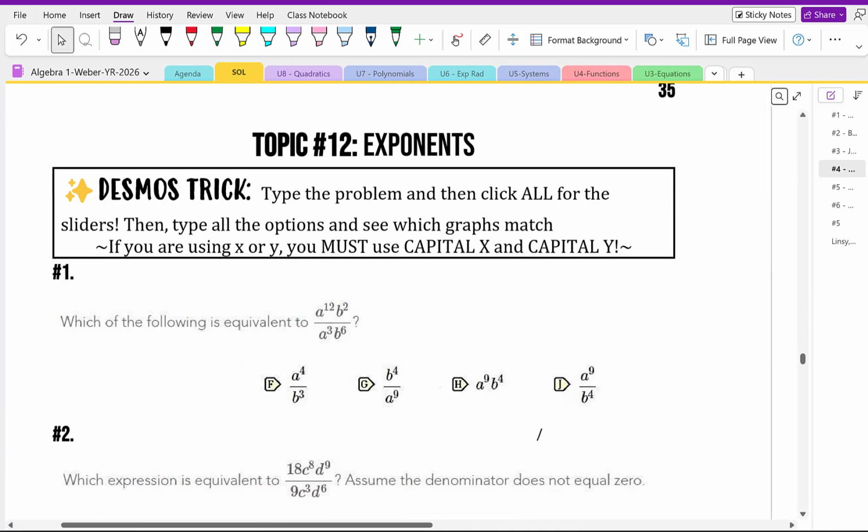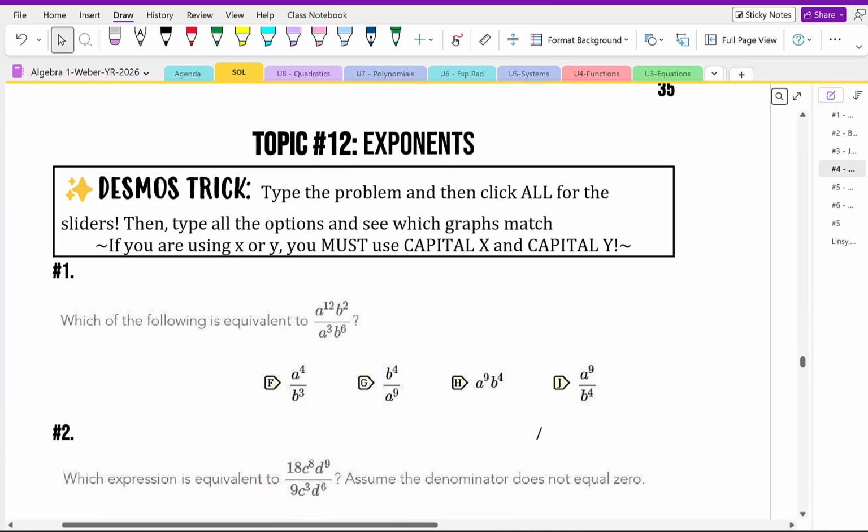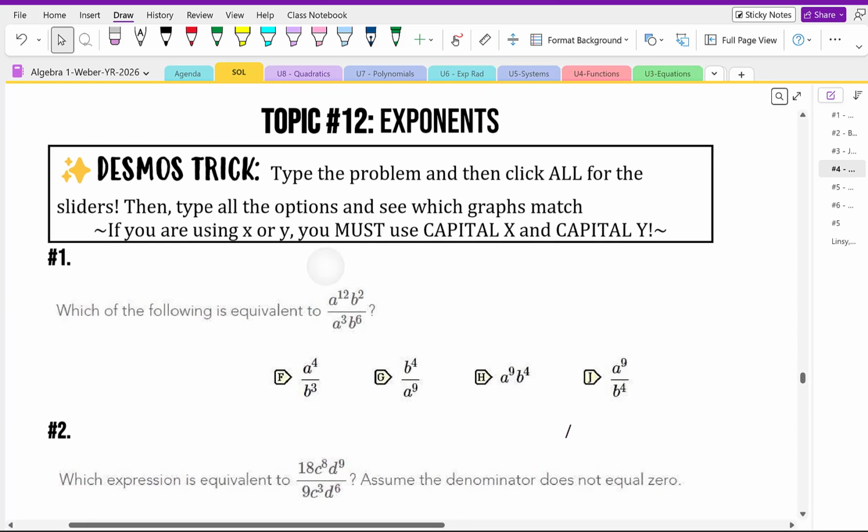Okay, we're going to go to the next topic, which is exponents. Okay, and we're going to be using sliders for this, all right? Now, there's multiple ways you can do this, so I like to do it by hand. Other people like to do sliders. So I'm going to show you by hand first, and then I'll show you sliders, and you decide what you like better.